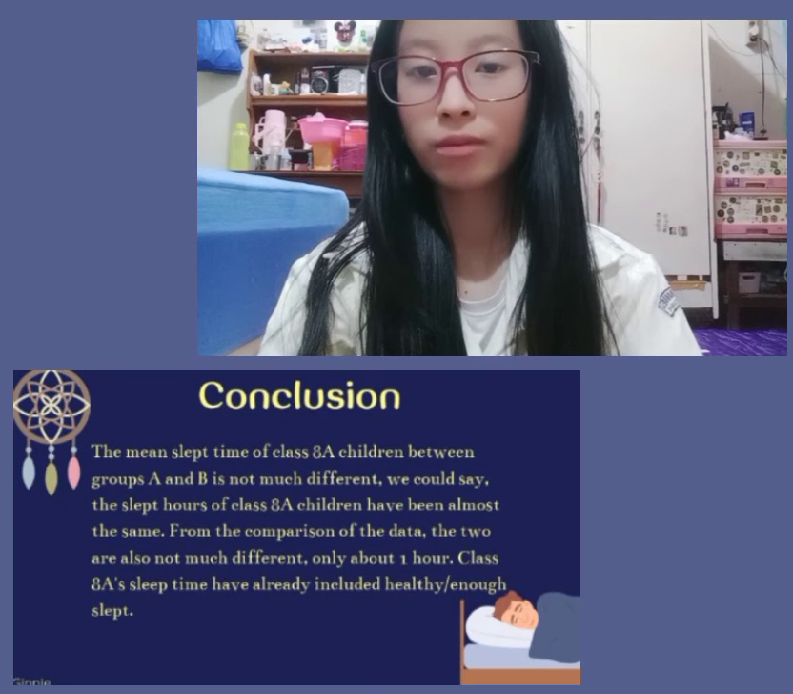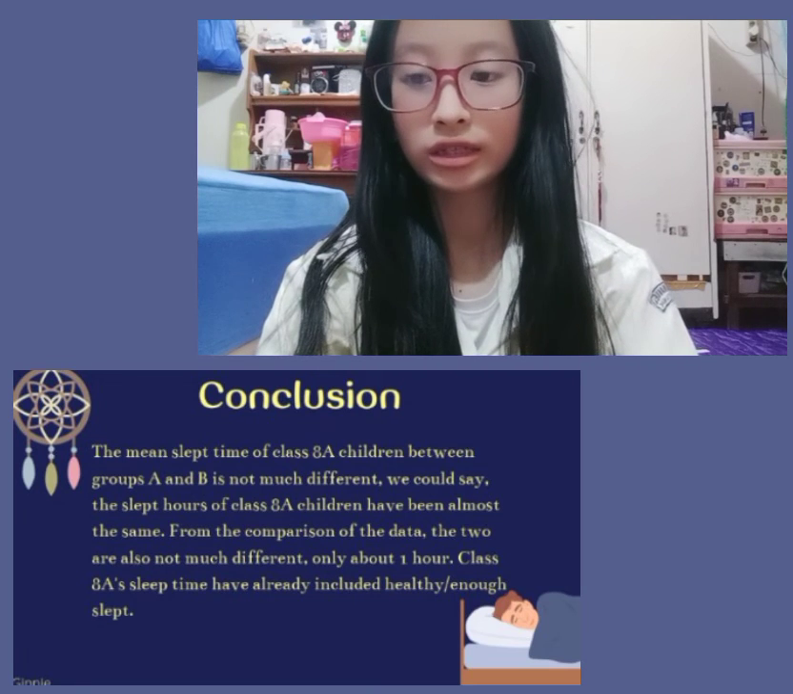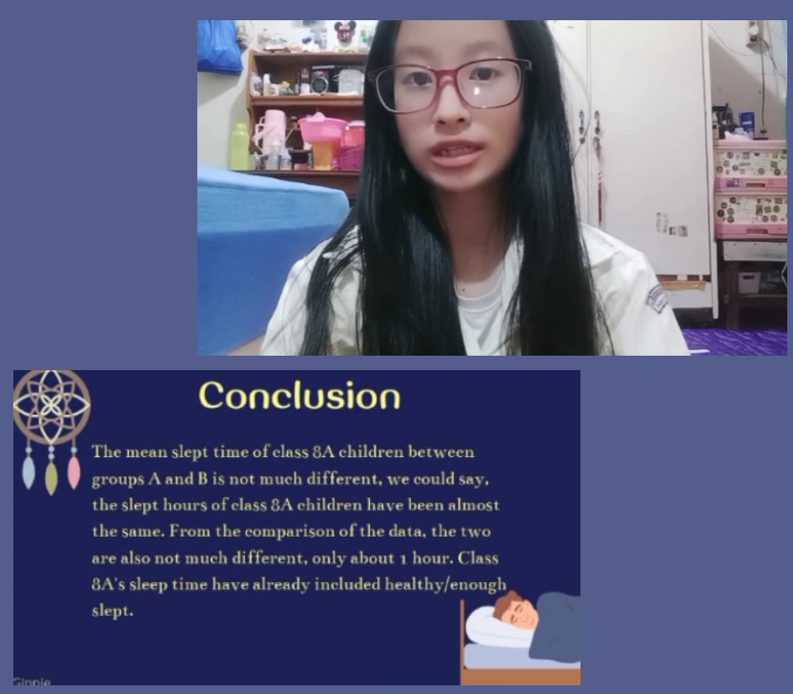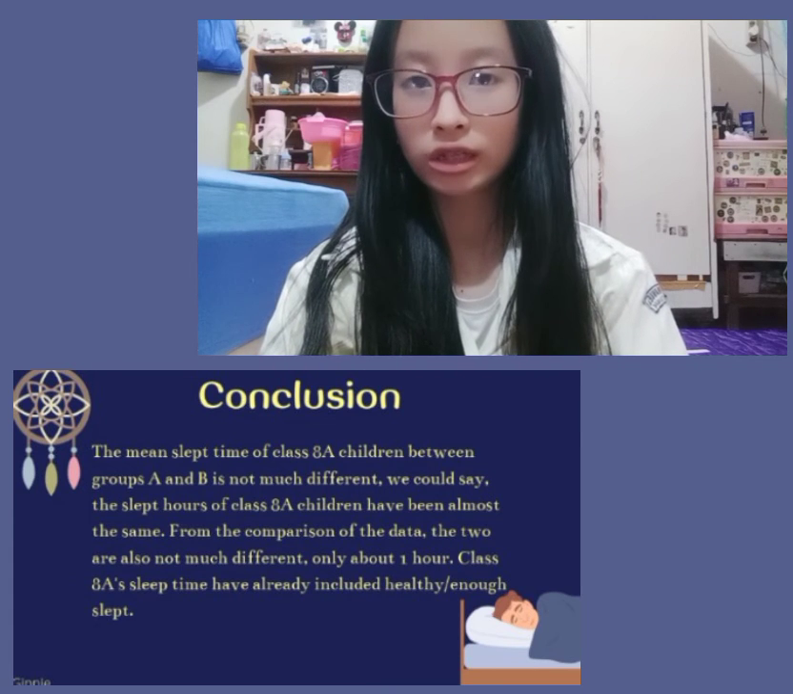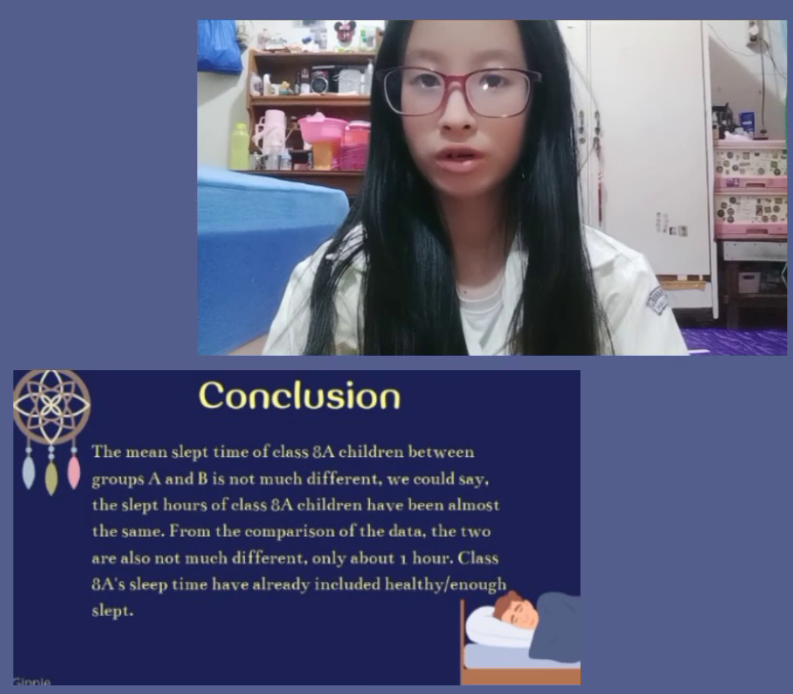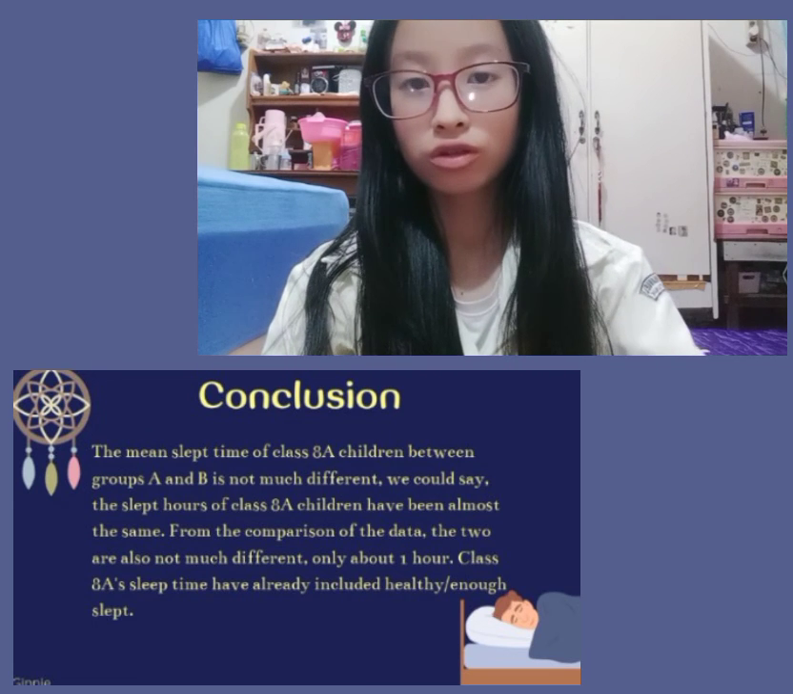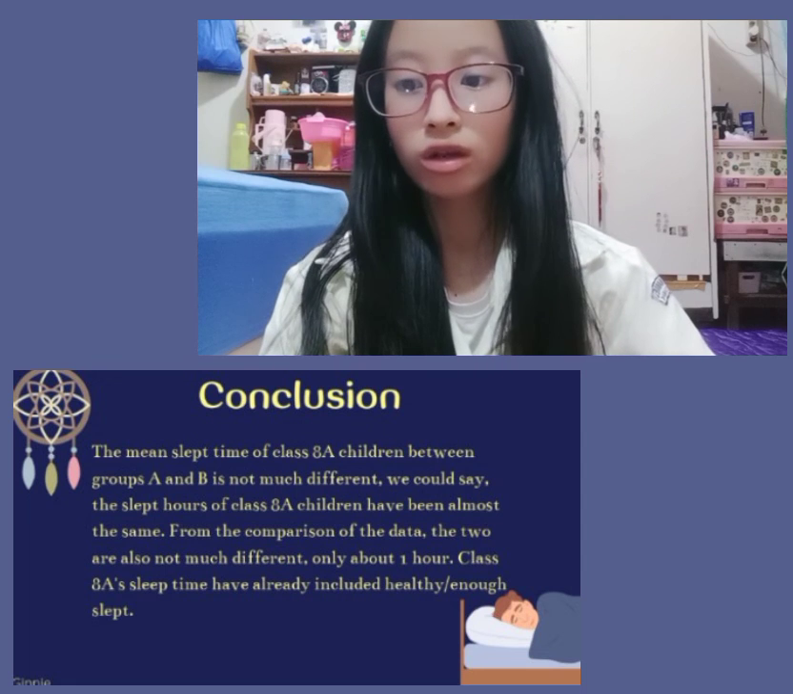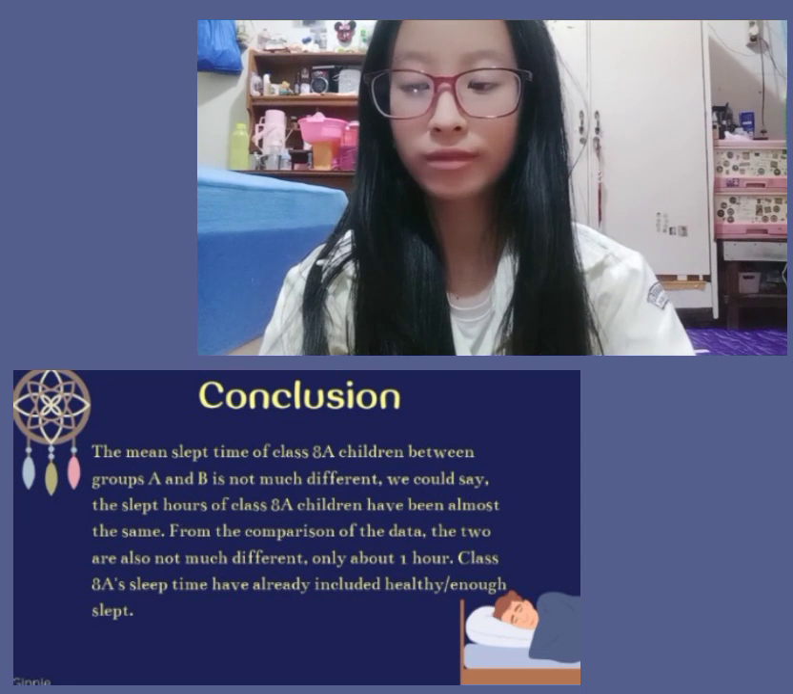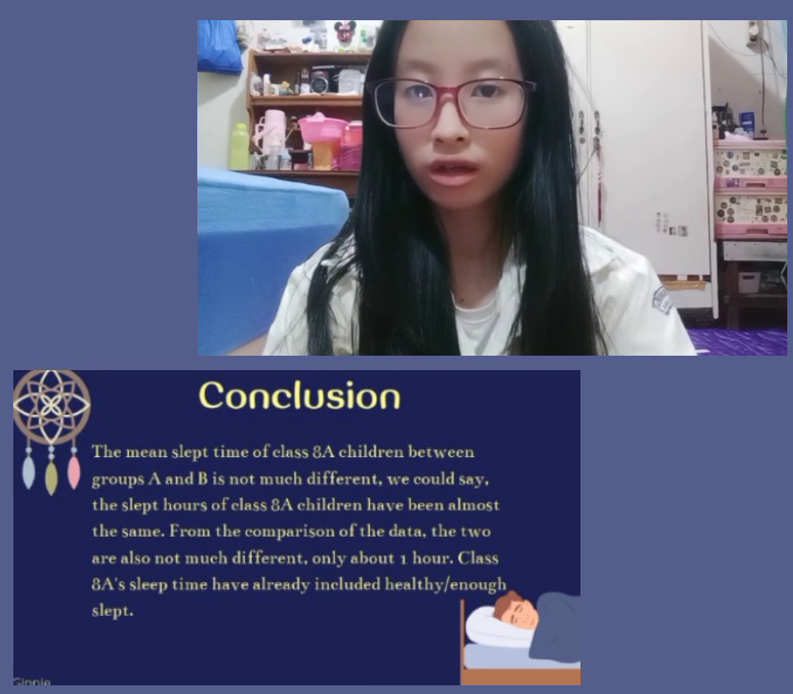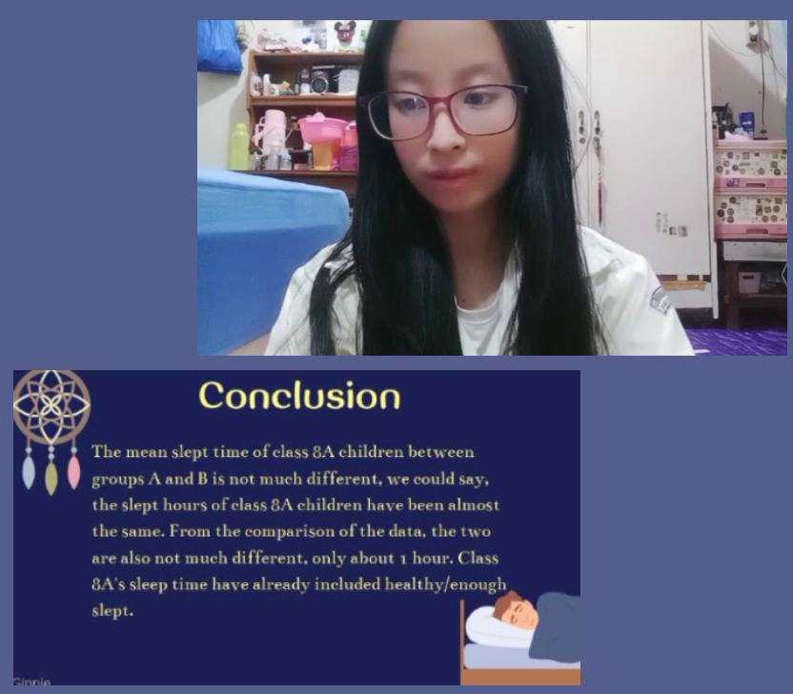The mean sleep time of class 8A children between groups A and B is not much different. We could say the sleep hours of class 8A children are almost the same. From the comparison of the data, the two are also not much different, only about 1 hour. Class 8A sleep time is already included as healthy or enough sleep. That's all from our group.